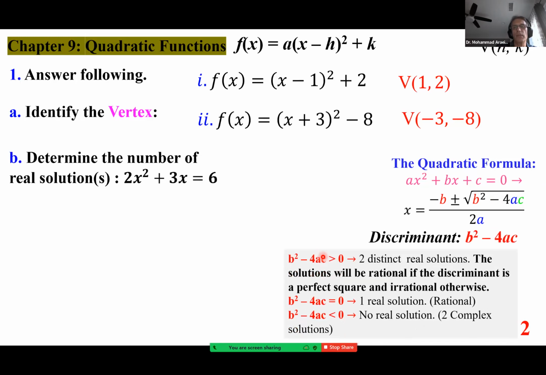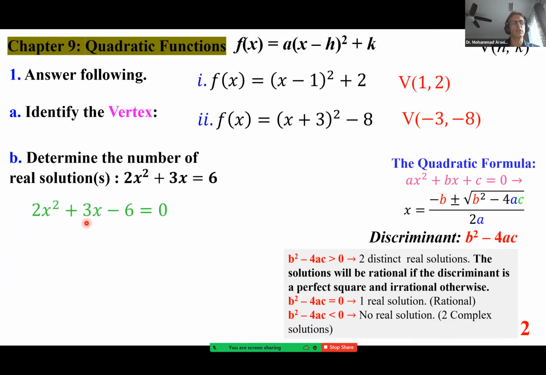If it's positive, we have 2 real solutions. If it's 0, we have 1. And if it's negative, we have no real solutions, or 2 complex solutions. And one more thing, when b squared minus 4ac is a perfect square, that means the expression can be factored. So first, you have to move the 6.